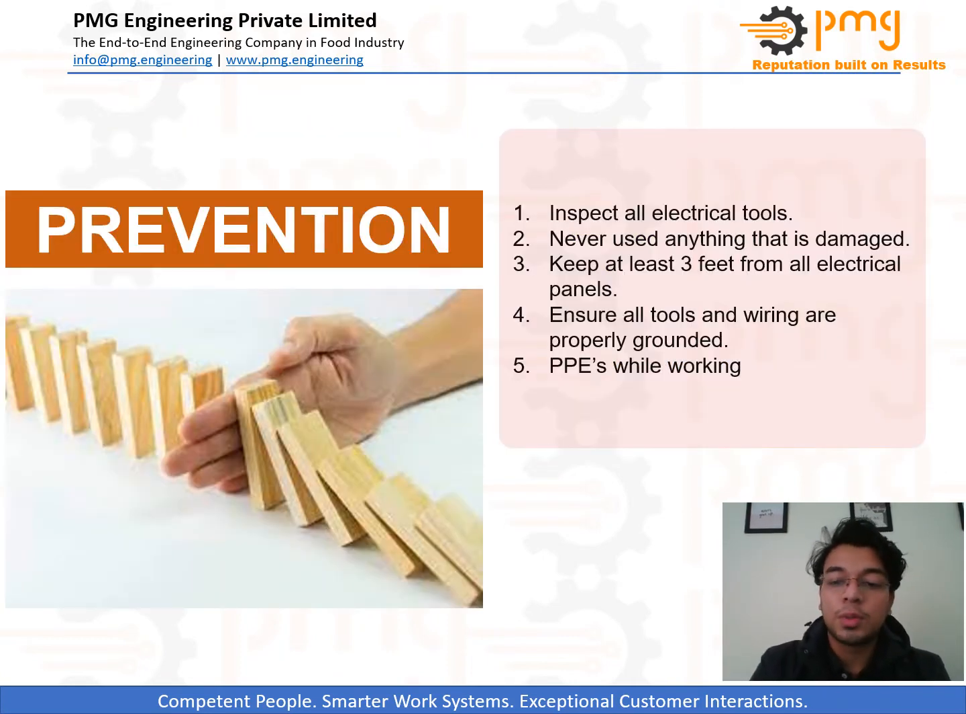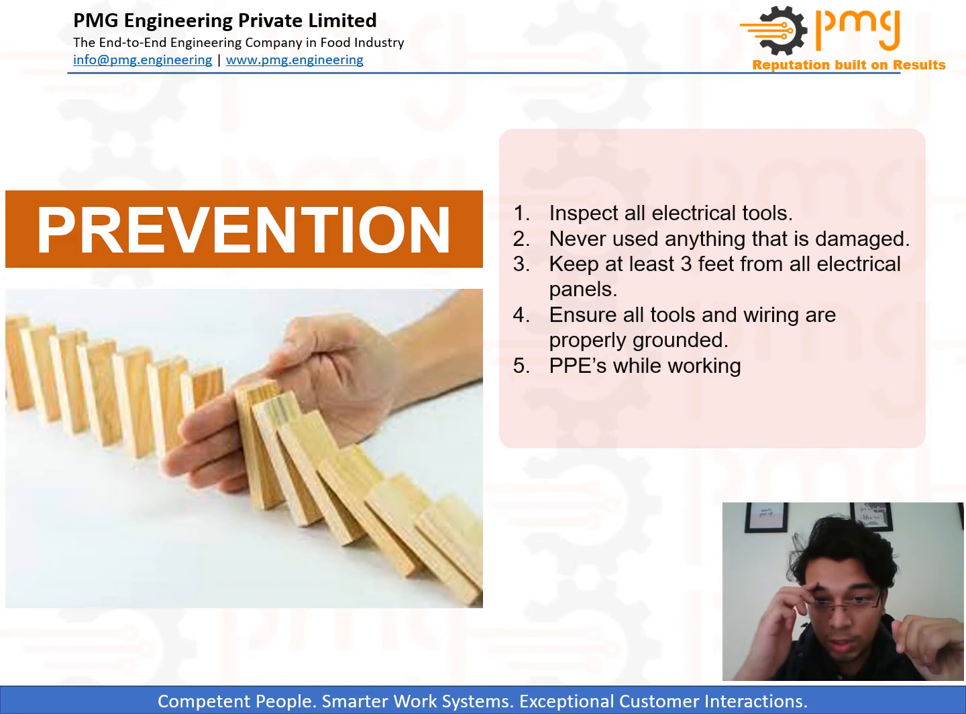So how can it be prevented? First, inspect all electrical tools. Then never use anything that is damaged. Number three, keep at least 3 feet from all electrical panels. Then ensure all tools and wiring are properly grounded. And number five is PPEs while working: safety helmet, gloves, rubber shoes, everything that is required while working.